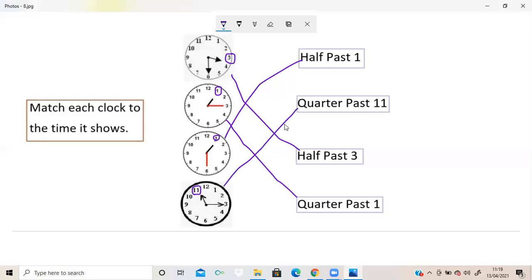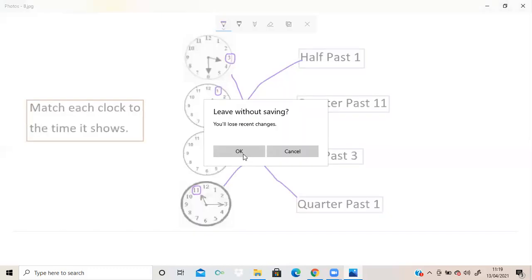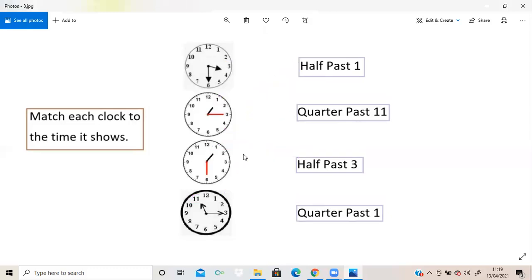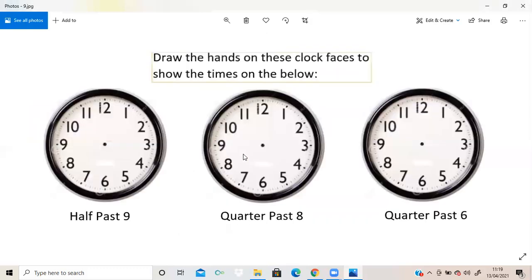This is the correct way to give the answer. You need to match it like this. So we learned quarter past and half past. For quarter past, the minute hand must point at 3, and for half past, the minute hand is pointing at 6.